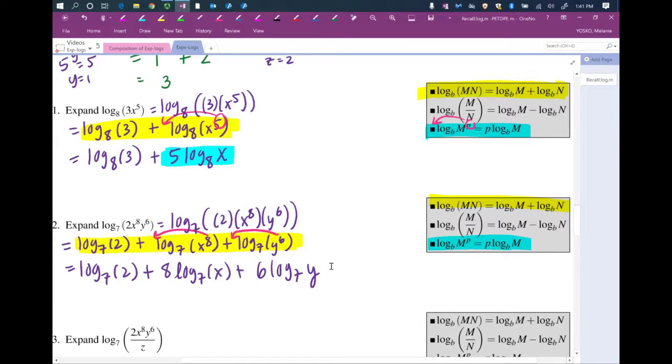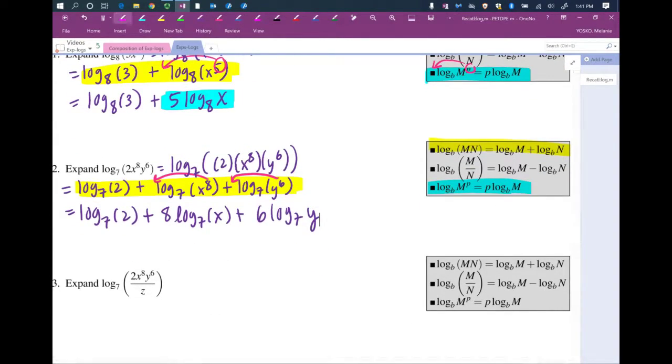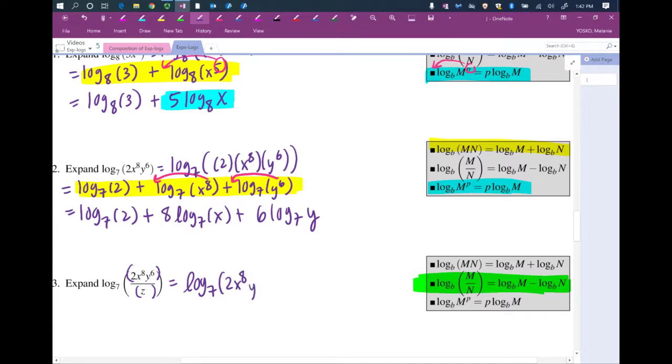Let's try another one. And if you notice, on the next one, looking at number 3, looks pretty similar to number 2, except now it has a denominator, right? So all the work we did here, all of this expansion is going to be true for the top. Let's do one step first. Let's look at this as this whole thing is going to be my numerator and this whole thing is my denominator. So now I'm going to use the middle property. Okay, so we're going to have log base 7 of 2x to the 8th, y to the 6th, minus log base 7 of z. So do you see that's the middle property?